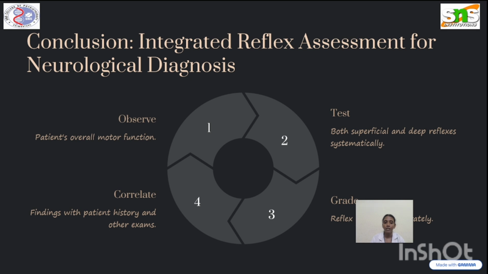The fourth one is correlation. Findings with the patient history and the other examinations should be correlated with the neurological reflex assessment. Only then can we come to a conclusion of what type of lesion is there, where the lesion is located, and what condition is present in the patient. So reflex assessment plays a vital role in the assessment of neurological conditions. With the help of this grading and the understanding of the basic neurological reflex arc, we can easily understand reflex assessment. Hope you find this video helpful for studying reflex assessment. Thank you.